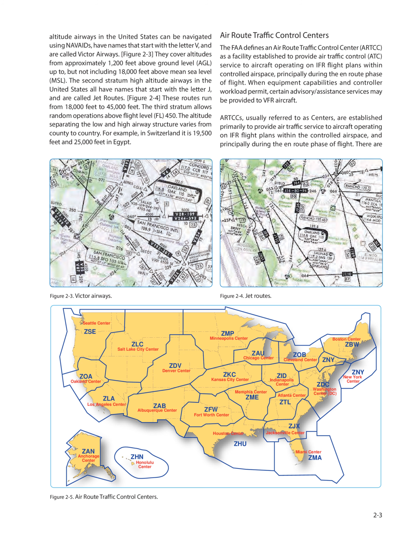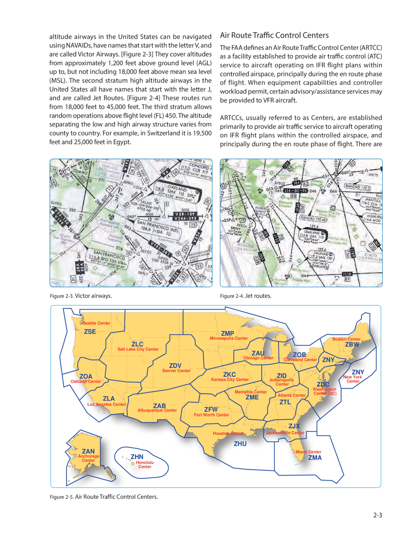Air Route Traffic Control Centers. The FAA defines an Air Route Traffic Control Center, ARC, as a facility established to provide air traffic control, ATC, service to aircraft operating on IFR flight plans within controlled airspace, principally during the en route phase of flight. When equipment capabilities and controller workload permit, certain advisory/assistance services may be provided to VFR aircraft.